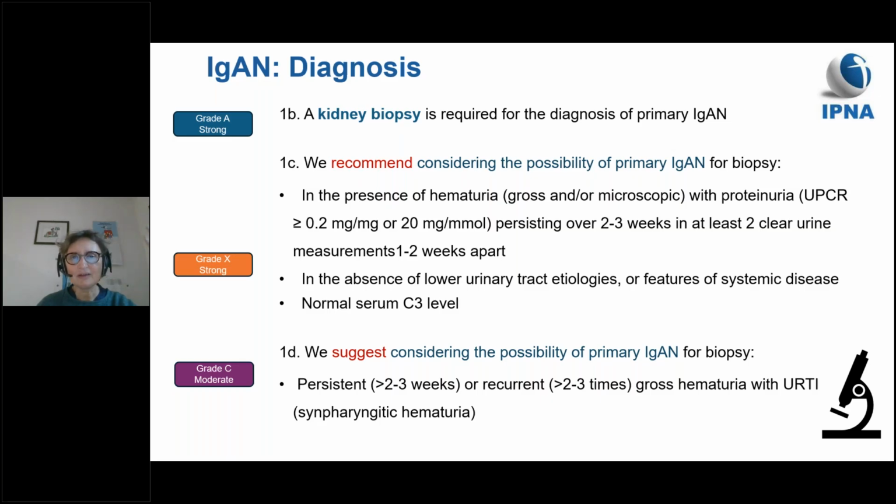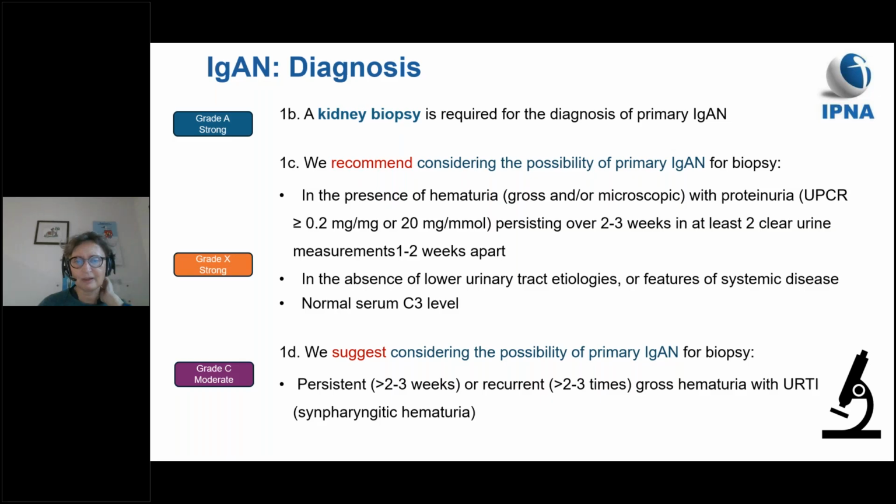So we recommend considering the possibility of primary IgAN if you have hematuria. We know that children with IgAN very often have gross hematuria, but they can also have microscopic hematuria with proteinuria, which can be also mild. If it persists over 2 to 3 weeks, and at least 2 clear urine measurements 1 to 2 weeks apart. So if there's the hematuria, but then after the hematuria, you continue to have proteinuria. And obviously what you need to exclude are lower urinary tract etiologies or features of systemic disease, and the post-infectious forms by checking that the serum C3 level is normal.